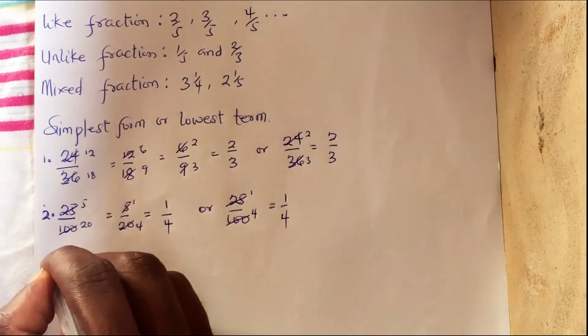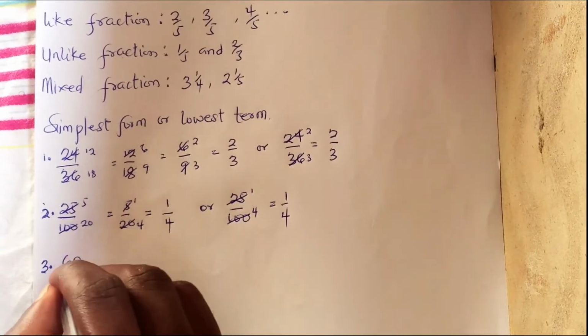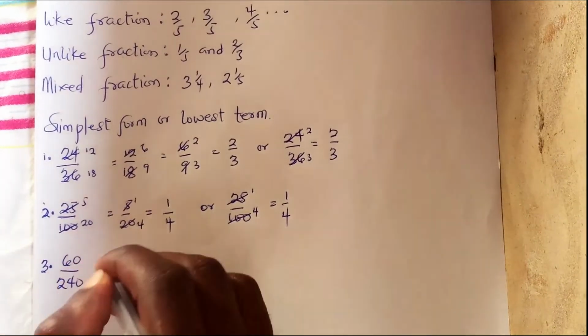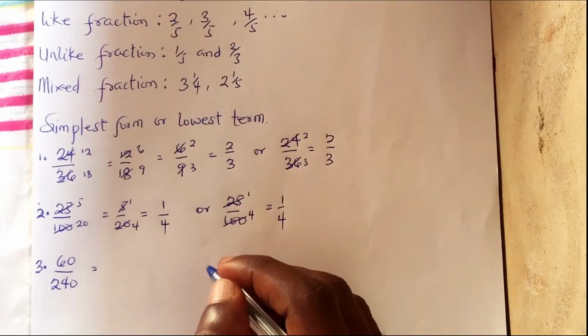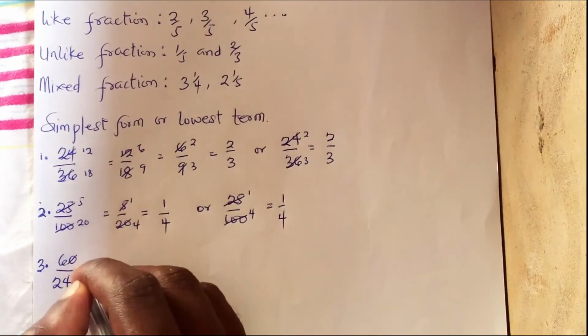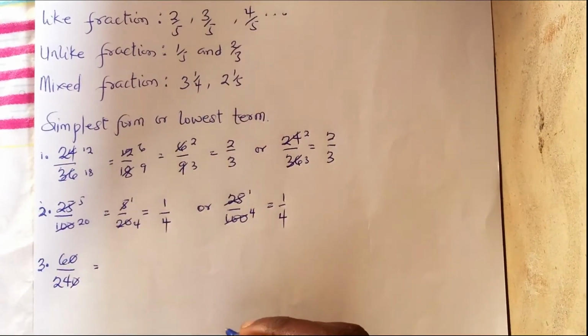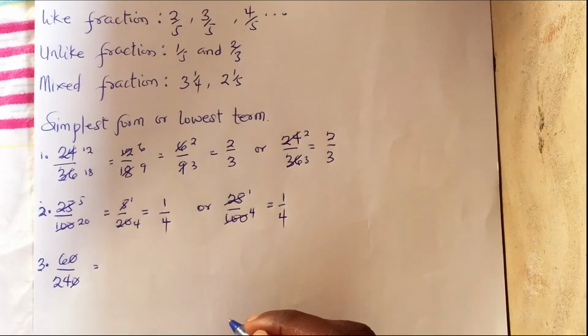Example 3. We have 60/240. With breaking this down, we can make it simpler by cancelling out the zeros. So we have this 0 cancelling out this. So now we have 6/24. With this, we have the lowest common factor to be 3 and the highest common factor to be 6.